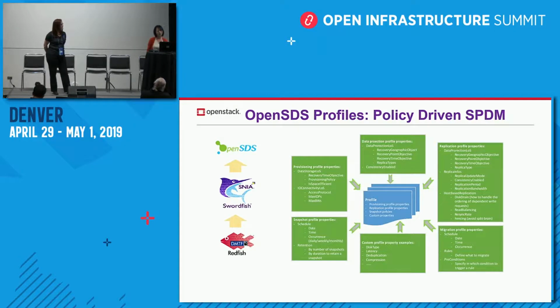And for replication, we have data protection line of service. That includes RPO, RTO, and RGO, and also replica type, which is a mirror for replication. We also added replica infos from the Swordfish spec. That includes the replica update mode, whether it's sync or async, and consistency enabled or not. And for a snapshot, you can set your schedule to determine how often you want to take the snapshot, and also set a retention policy by the total number of snapshots you want to keep, or how long you want to keep a snapshot.